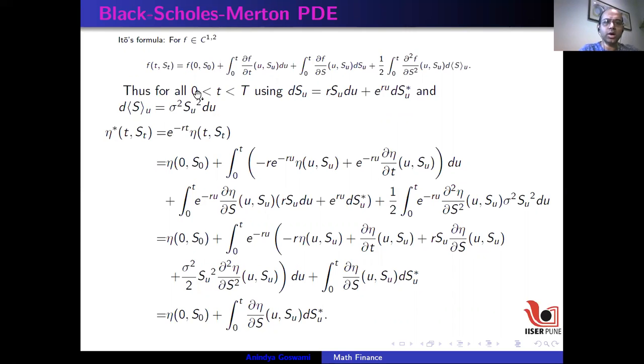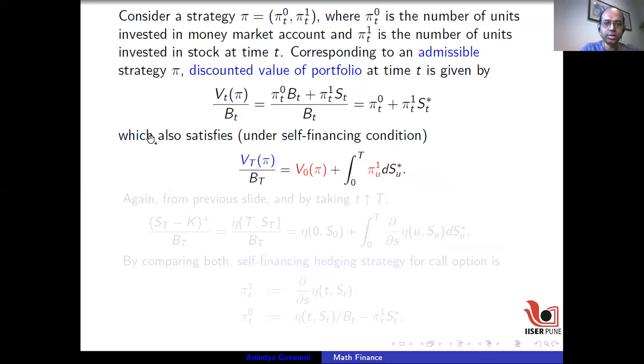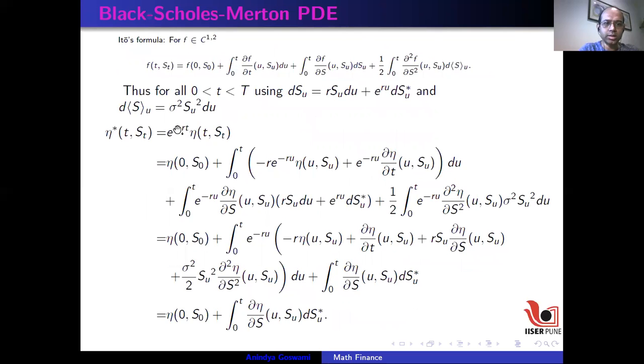So eta is our solution of the Black-Scholes PDE, and if we evaluate the solution at the point t, S_t, then you get eta of t, S_t, and this eta star is like e to the minus rT eta of t, S_t. Okay, so here we are now treating this thing as f of t, S_t, and we are writing down Ito's formula here. It is of course a product, so in the product form I have to take care of that.